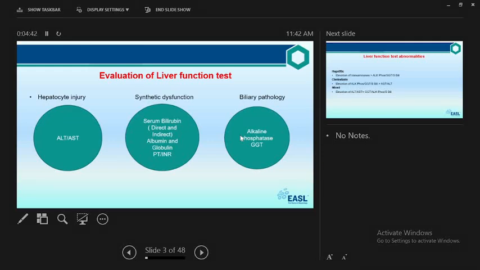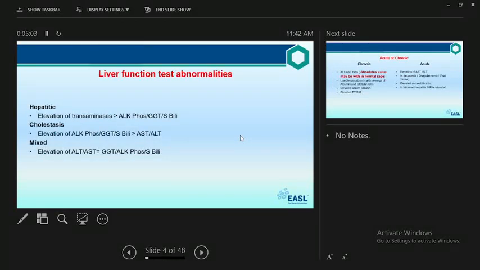However, that is not that crystal clear. In most instances you don't have elevation of AST, ALT with normal bilirubin and alkaline phosphatase. So there may be a combination of abnormalities. How do you evaluate such conditions? Especially the junior doctors should have an idea what to do next, and what investigation should be ordered next.